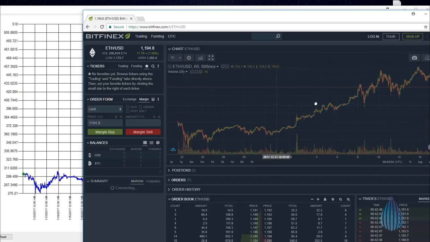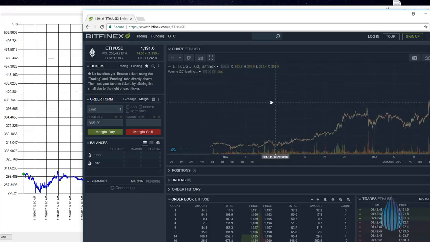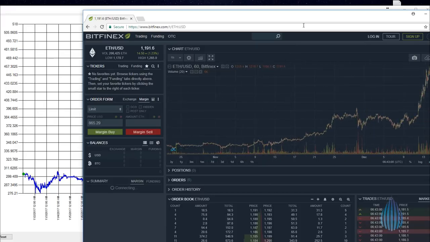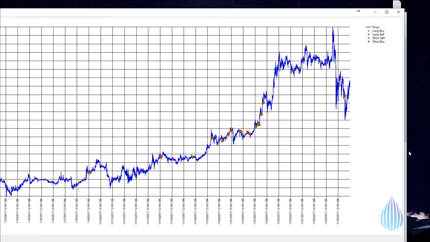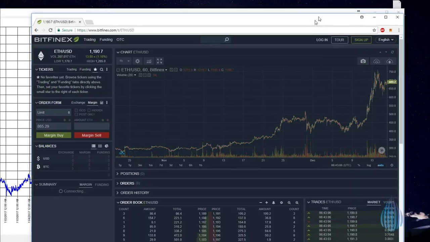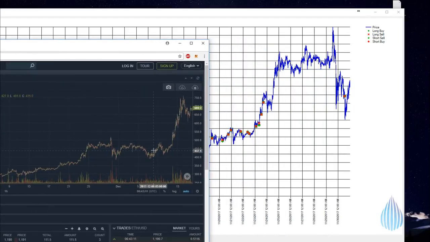And let's go to November. And we're going to compare how it did. Or not compare how it did, compare the graphs. And as you can see, this is the exact trades it made.